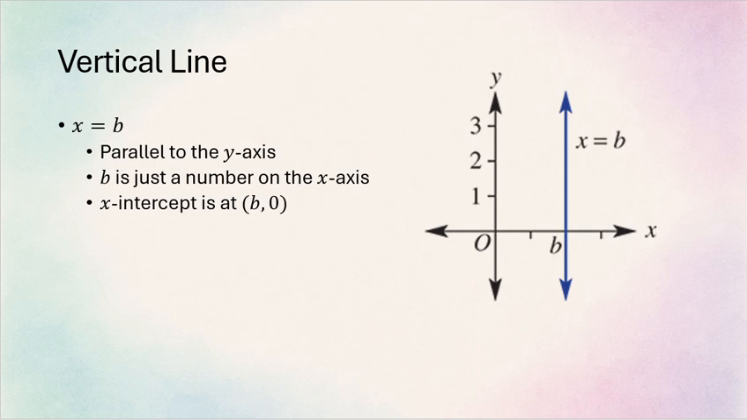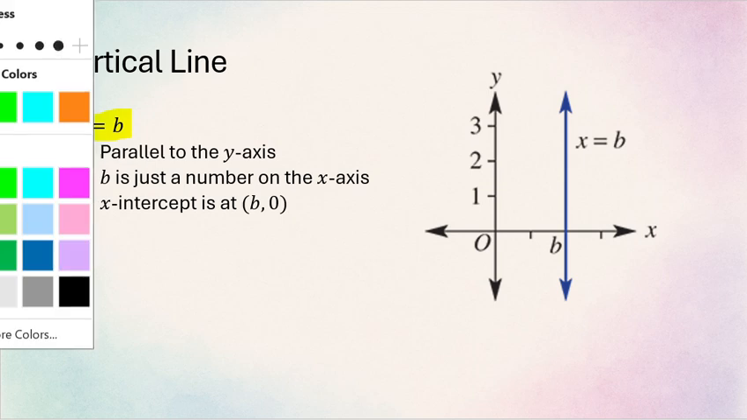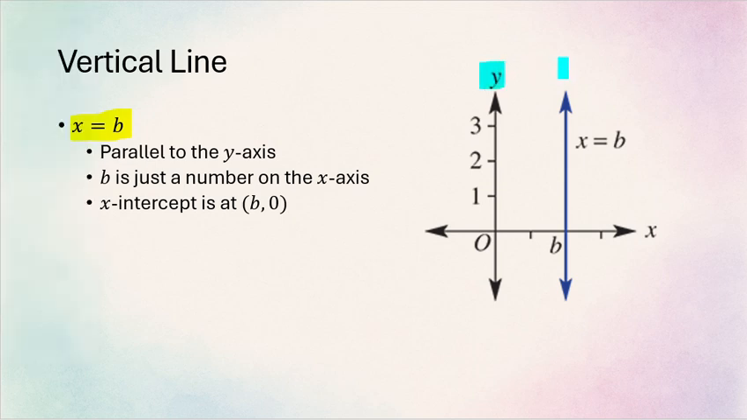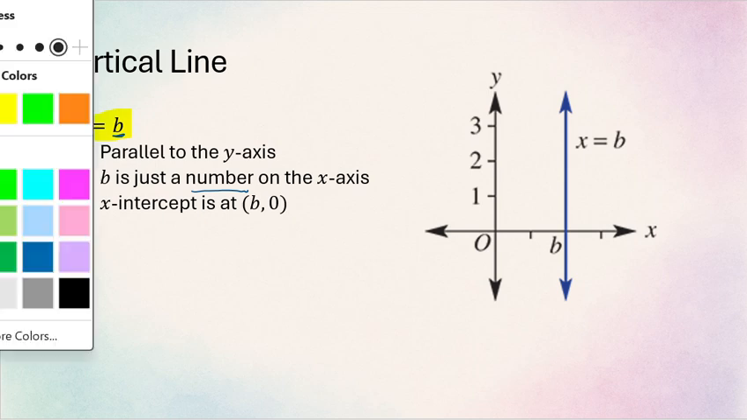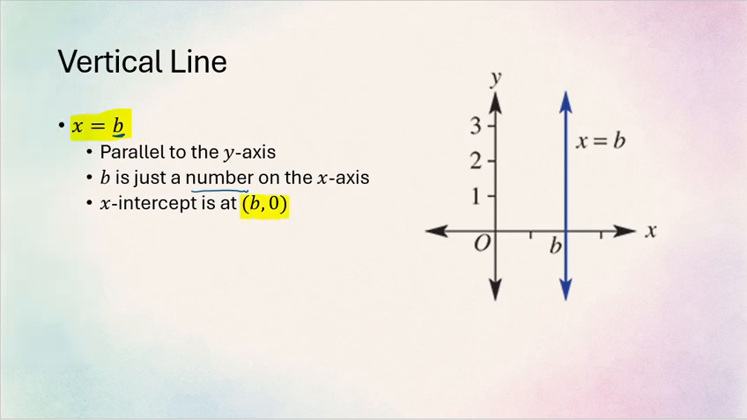First we have the vertical line. The general form of a vertical line is x equals b. Some traits: a vertical line is parallel to the y-axis. That's the y-axis right there, and the line is just going along that. If you're wondering what b is, it's just a number on the x-axis. Wherever the line goes through the x-axis, that's the equation. That's all it is. And the x-intercept is at (b, 0).